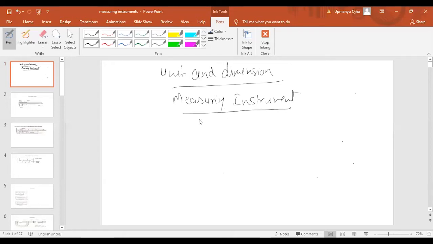Measuring instrument, from the name itself, like we have a scale. If you look at a normal scale which we are having, what is the minimum measurement we can do from that scale? The minimum measurement we can do is 1 millimeter, or we can say 0.1 centimeter, by the normal scale which we are having.